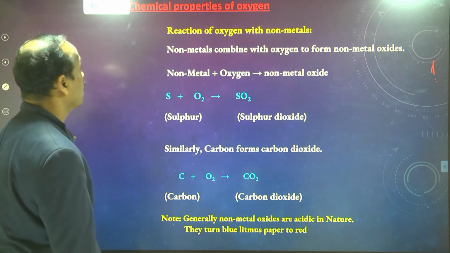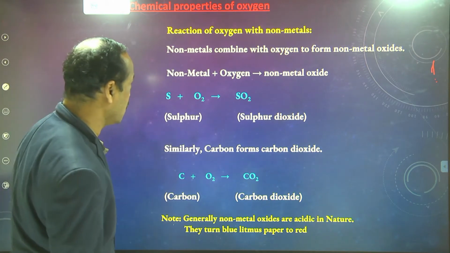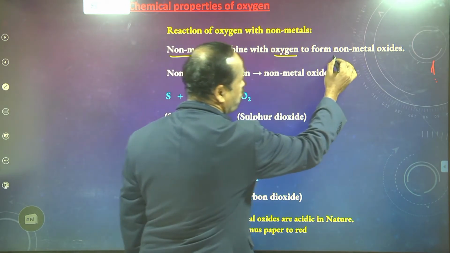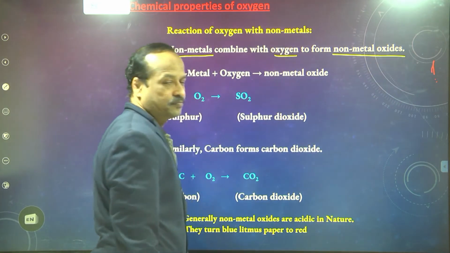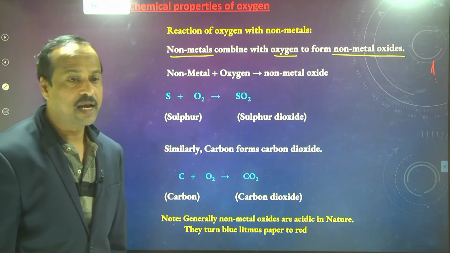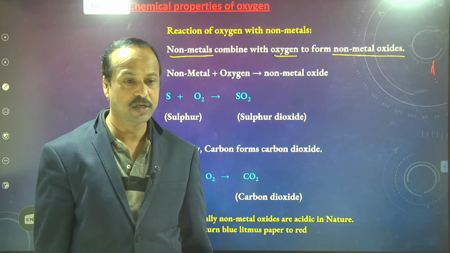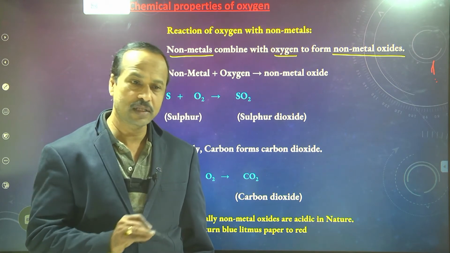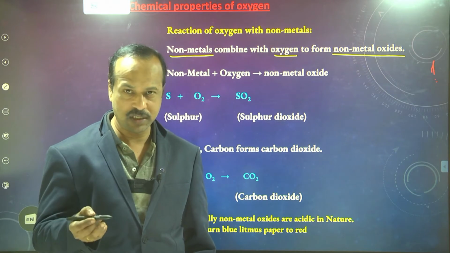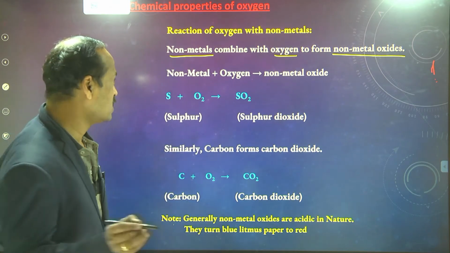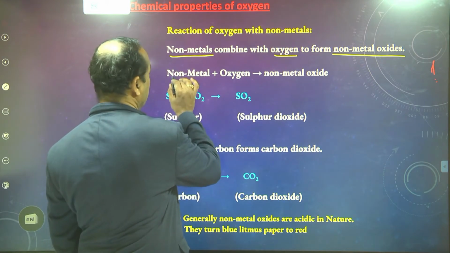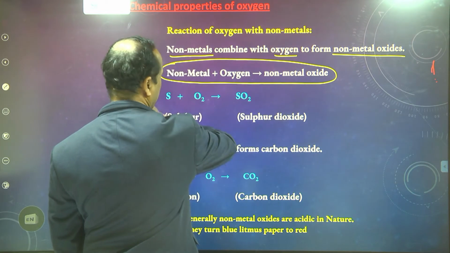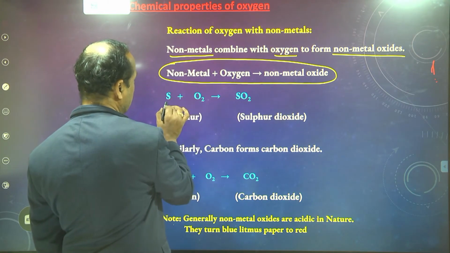Now see here, reaction of oxygen with non-metals. Non-metals combine with oxygen to form non-metal oxides. Non-metals like sulfur, carbon, nitrogen, phosphorus, all these are examples of non-metals. All these non-metals react with oxygen to form their respective oxides. For example, you see here, this is called a general equation, or word equation. So non-metal. For example, take sulfur.